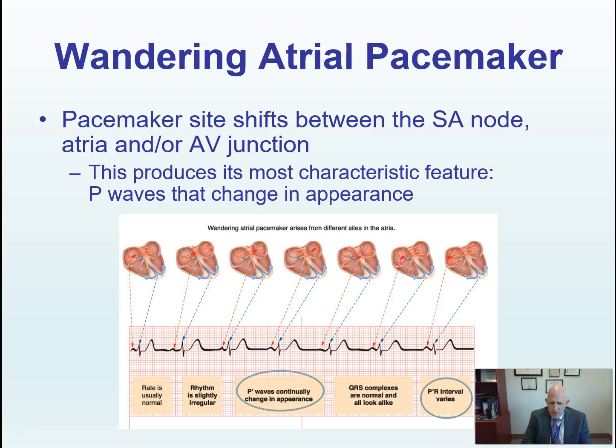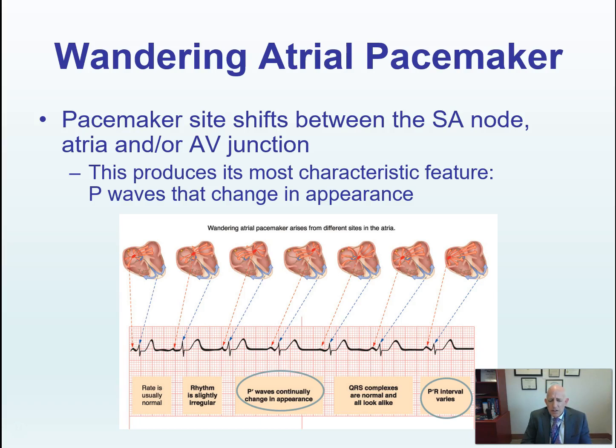The key feature of this is that the P waves are going to look different from beat to beat. Now some of them may look the same and some may look different. So when you see P waves that are always there followed by a QRS, but the P waves look different on each beat, that could be a sign of a wandering atrial pacemaker.